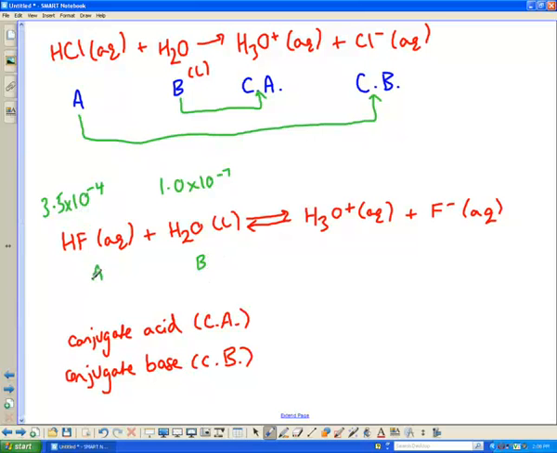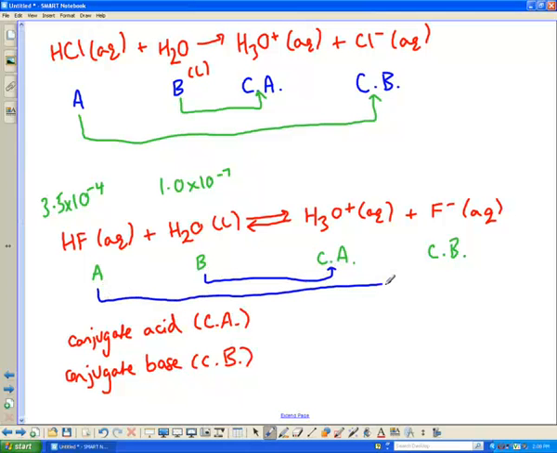And if that's the case, if the water is the base, then the H3O plus is the conjugate acid, and the F minus is the conjugate base. And if we were to link these up the way we did before, the base always gives you the conjugate acid, and the acid always gives you the conjugate base. Alright, just one more thing about this.